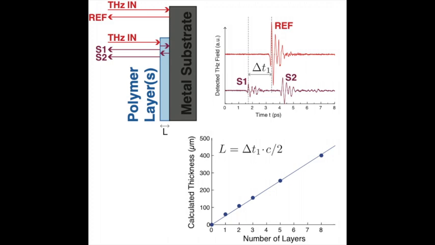With the TeraSys Ultra, it is possible to measure the thickness of thin layers, for example, a polymer on a substrate. The spectrum on the right shows a time domain signal of the reference, as well as the reflections of the first two surfaces, allowing the measurement of the thickness of the substrate.